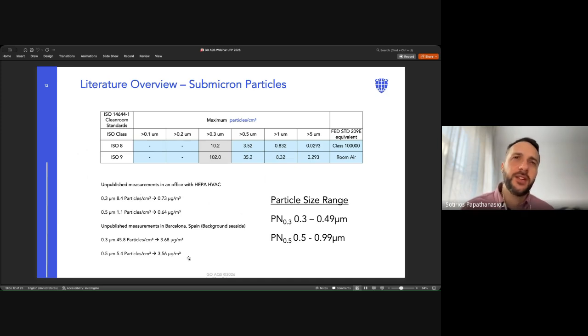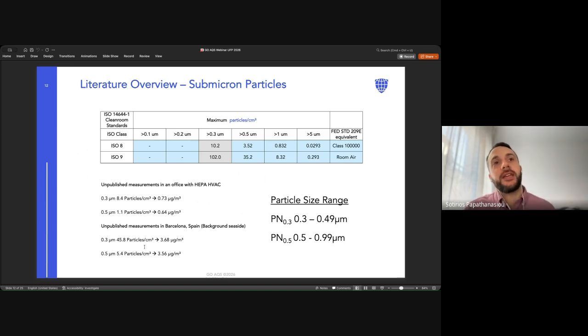I did some testing in order to see how those numbers relate to reality. Again, those are unpublished measurements in an office with a HEPA HVAC system in place. You will see that for 0.3, I measured 8.4 particles per cubic centimeter, which equals 0.73 micrograms per cubic meter. And for 0.5, I measured 1.1 particles per cubic centimeter, and then the equivalent.